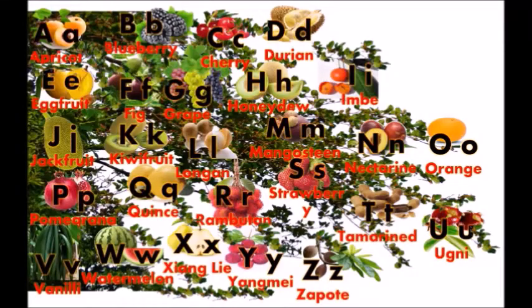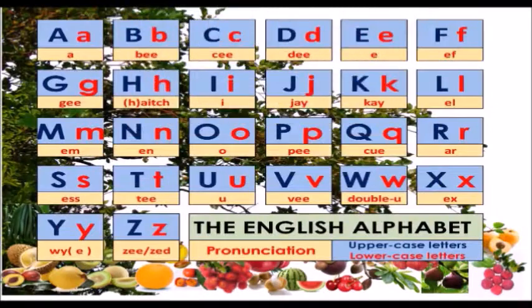English alphabet for the beginner. The English alphabet has 26 letters. Big letters are uppercase, or capital letters. Small letters are called lowercase letters.